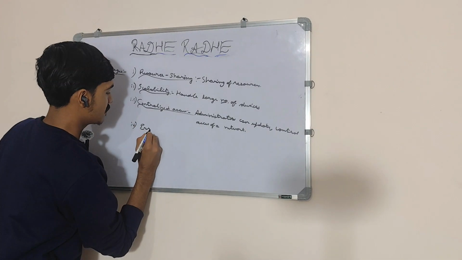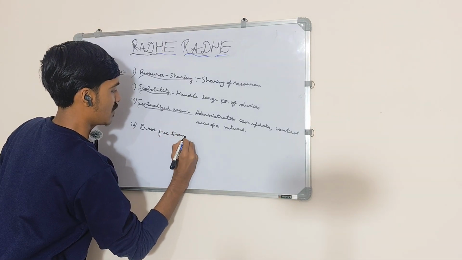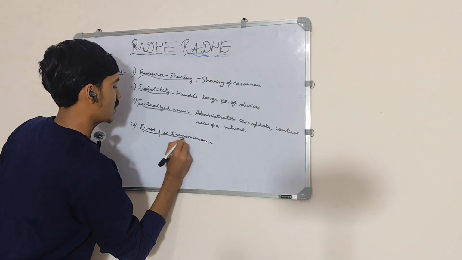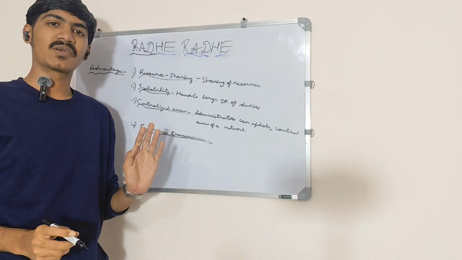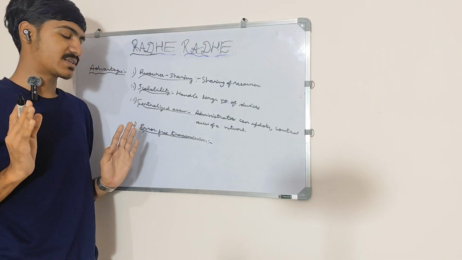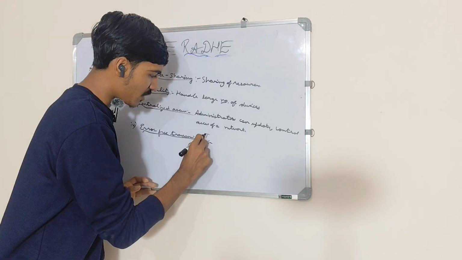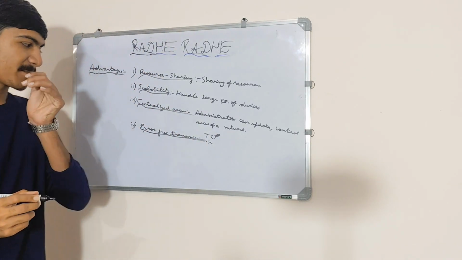Error-free transmission is also an advantage. Suppose you don't have a proper computer network. How will you transfer the data? You can't transfer the data. If you have a proper computer network built up, you will use a protocol called TCP that will ensure error-free transmission of data. Okay.